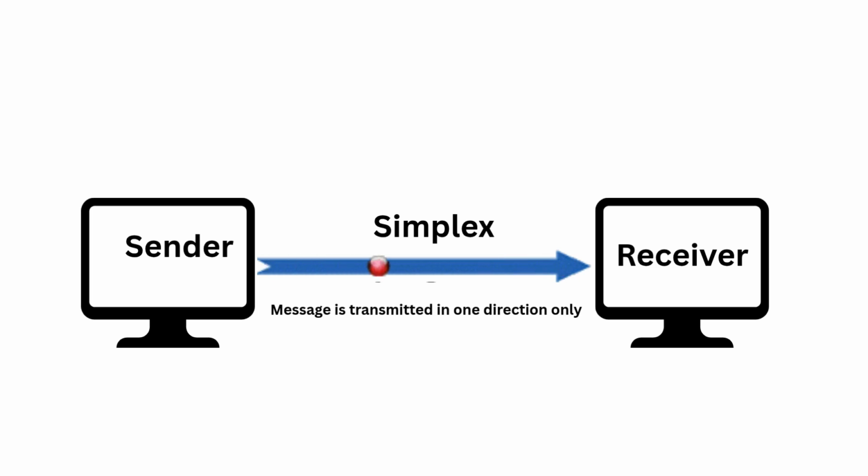The communication mechanism in the simplex mode can be well understood with the help of this diagram. In this diagram, there is a sender which is only sending the data, while at the other end there is a receiver that is receiving data from the sender. And this communication is taking place in a single direction only.